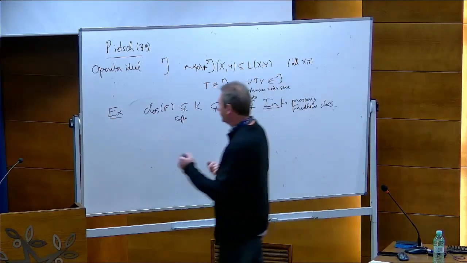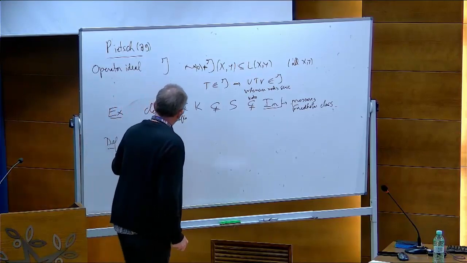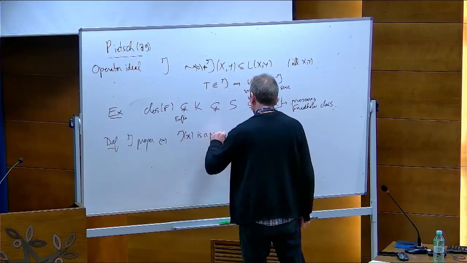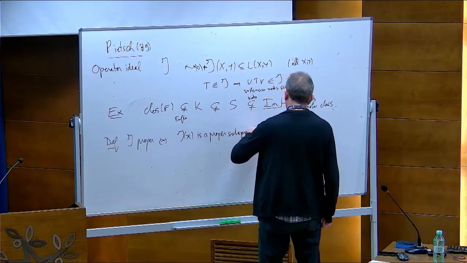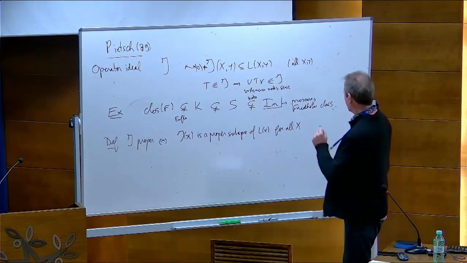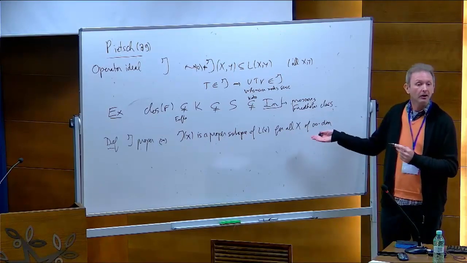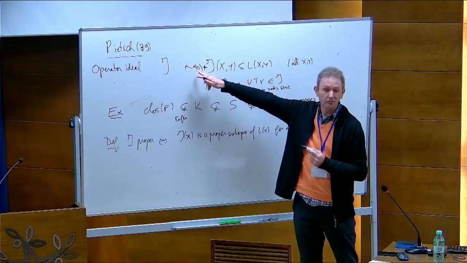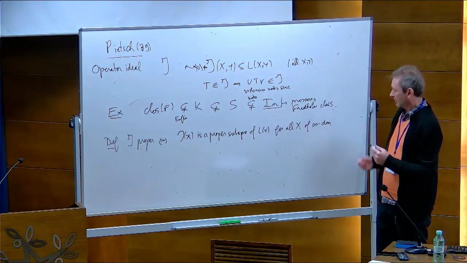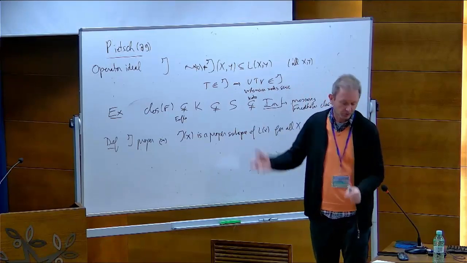And so Pietsch defined an operator ideal to be proper if and only if I of X is a proper subspace of L of X for all X of infinite dimension. Well, certainly, if X is finite dimensional, and since we are putting a definition that it should not be 0, then automatically you have at least all finite rank operators, and in this case I of X is equal to L of X if X is finite dimensional. So things become non-trivial, of course, only if X is infinite dimensional.